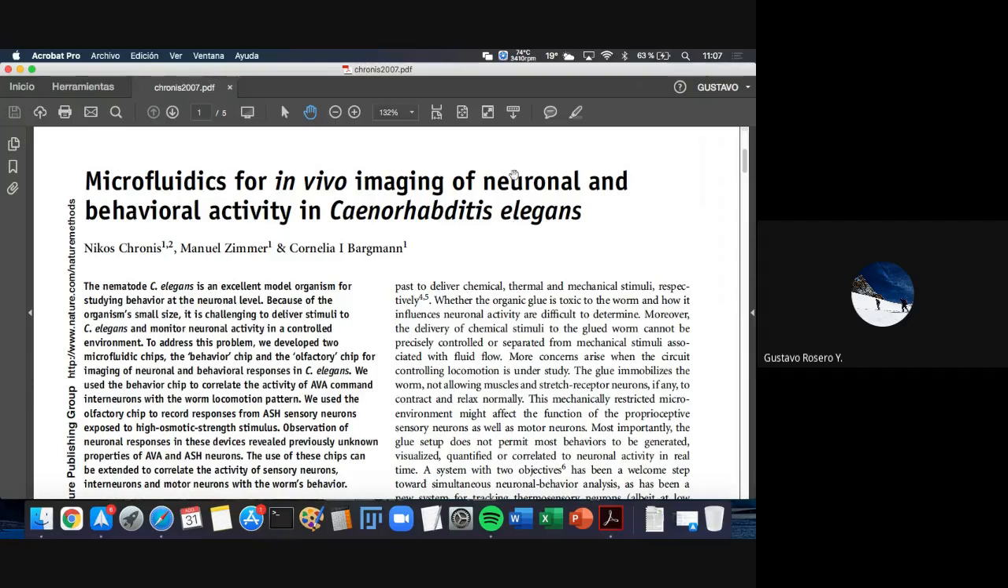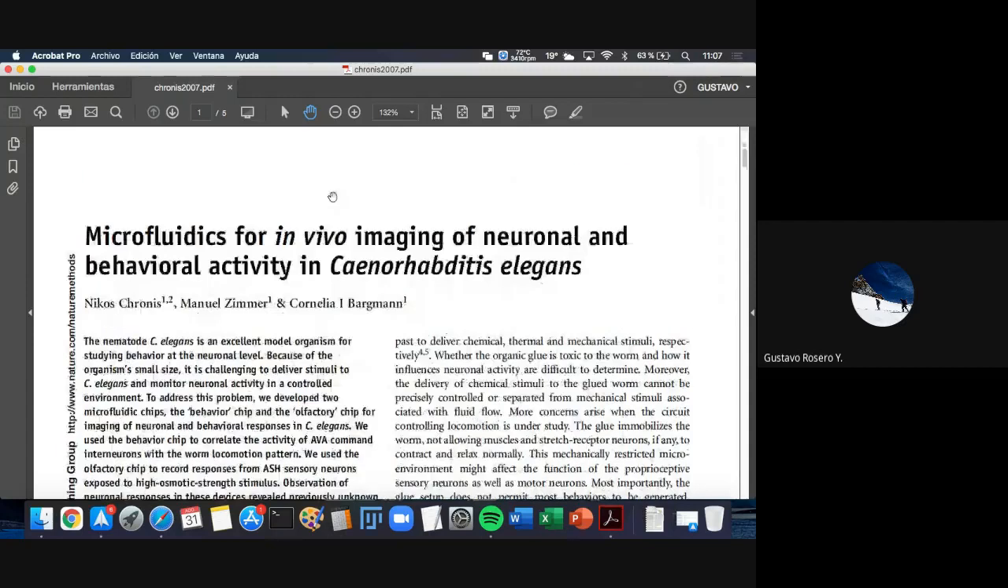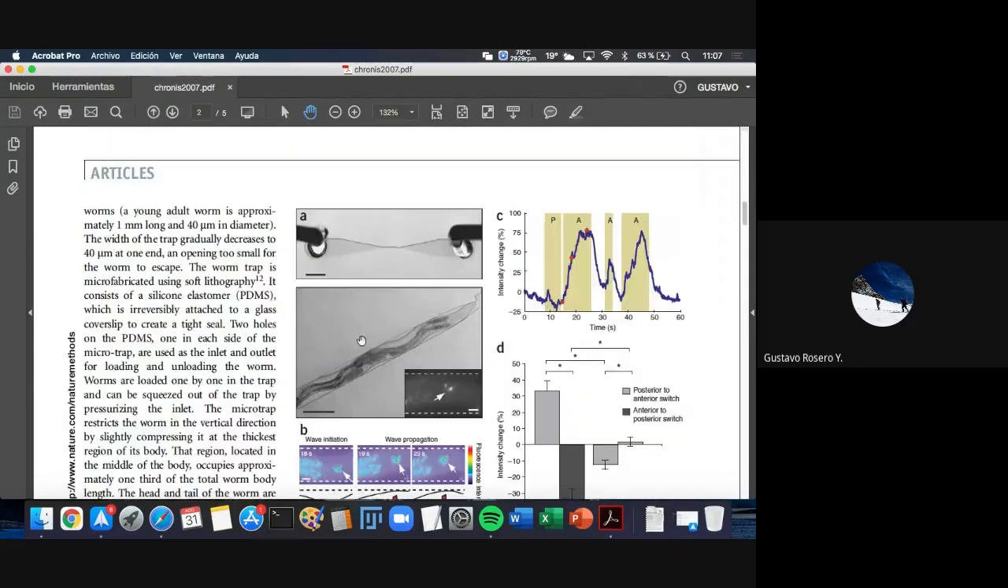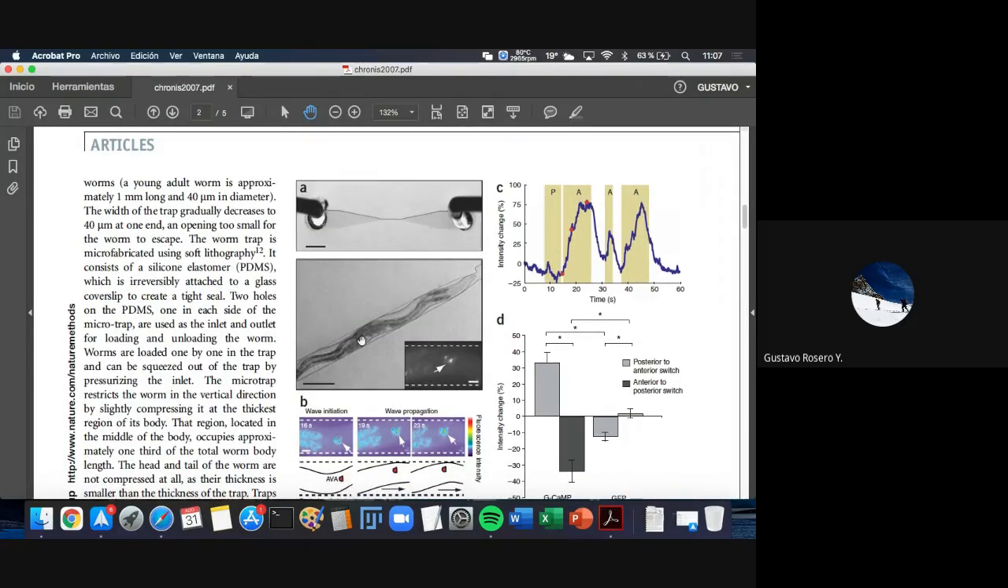On this occasion, I am going to talk about this microfluidic device for in vivo imaging of neural and behavioral activity in C. elegans. The authors designed two different types of chips in order to see what is the response of the C. elegans.